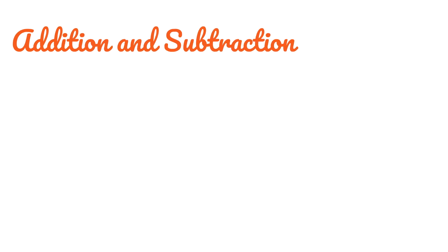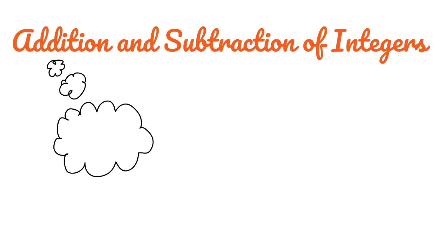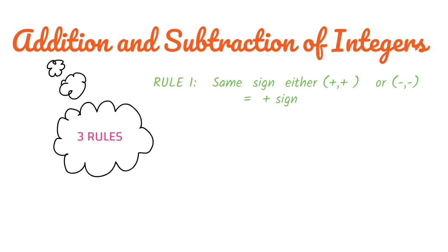Now friends, switch to the third topic, that is addition and subtraction of integers. While adding or subtracting integers, we will just need to remember 3 rules. Yes, 3 rules. After that, we can deal with any type of addition and subtraction of integers. So let's begin with it. Rule number 1. If there are same signs, meaning both positive or both negative, then put plus sign or add them. So we can say that plus and plus equals plus and minus and minus equals plus.